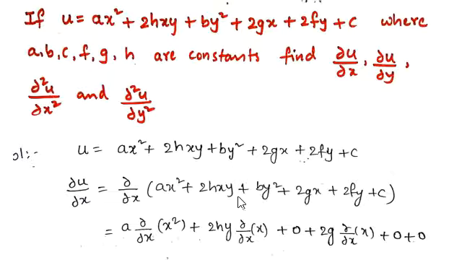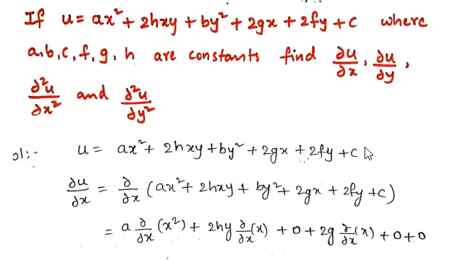Here b is constant, and y is also constant, because partial differentiation with respect to x means y is constant. So this total term is constant, and the differentiation of a constant is 0. So we write 0 here. Then 2 is constant, g is constant, and we have ∂/∂x of x. Then 2 is constant, f is constant, and y is also constant.